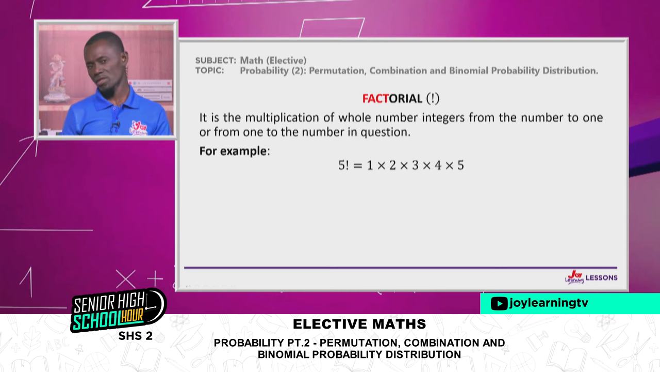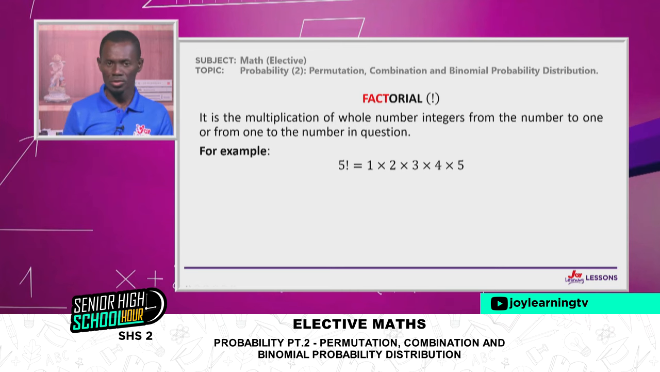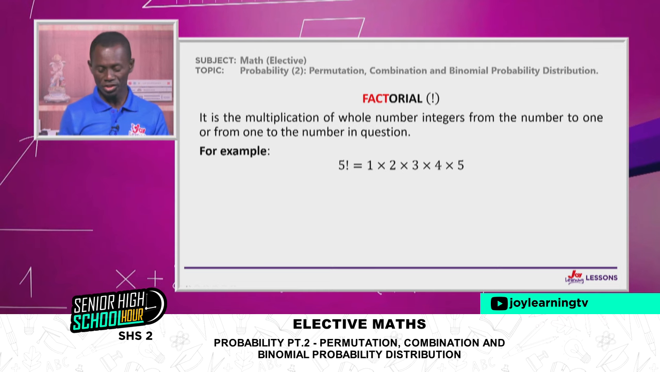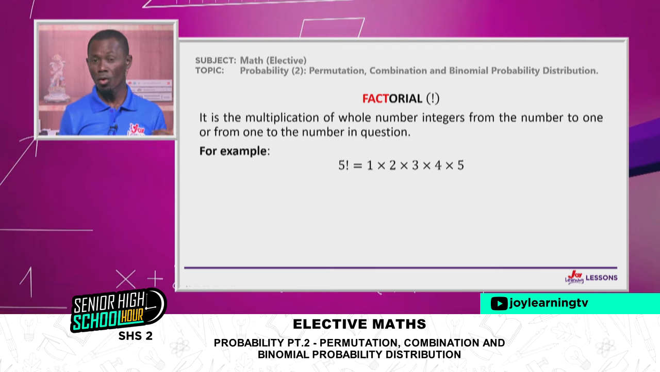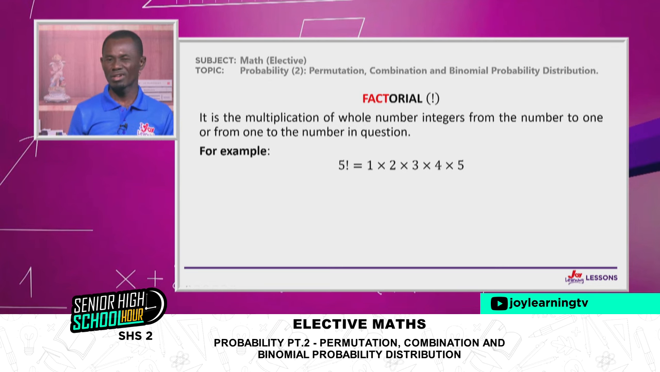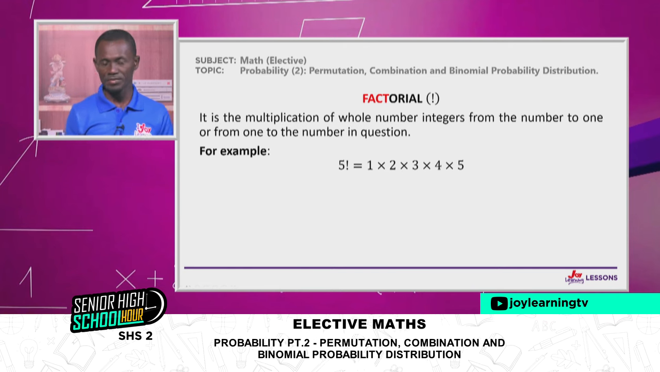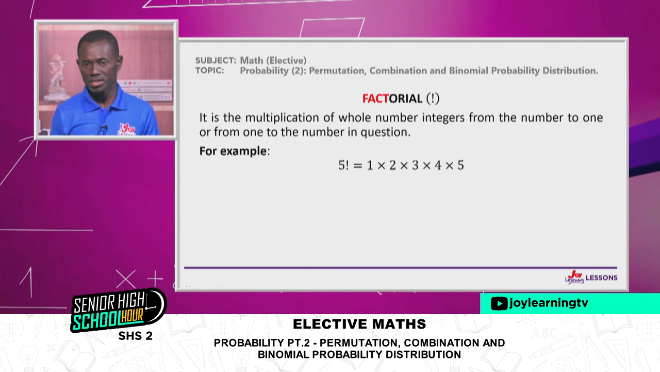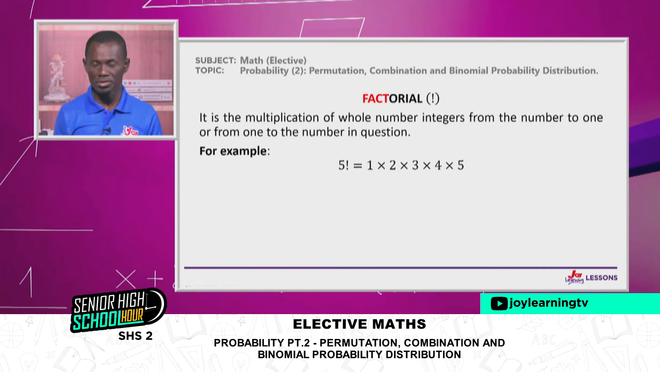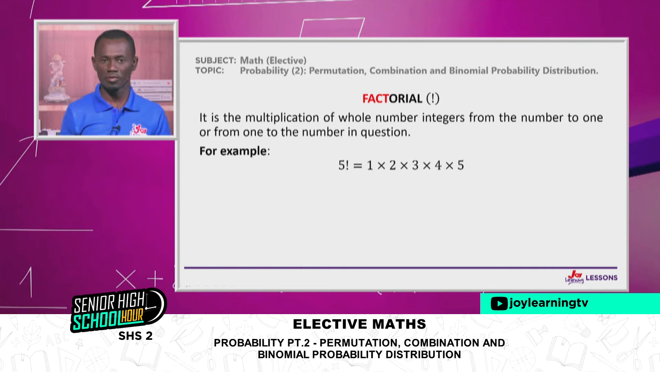So we use positive integers, which are whole numbers, of course. So in my definition, I said it is the multiplication of whole number integers. Well, I could have just said integers, but so that you know that we don't deal with negatives. So we don't deal with negatives here. I could have just said whole numbers, but you probably will go and use the zero. And we'll talk about zero very shortly.